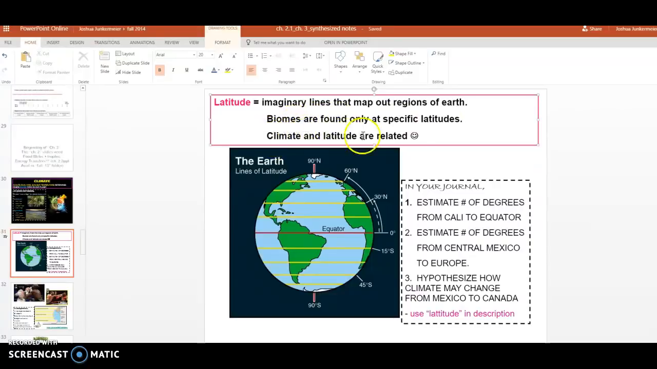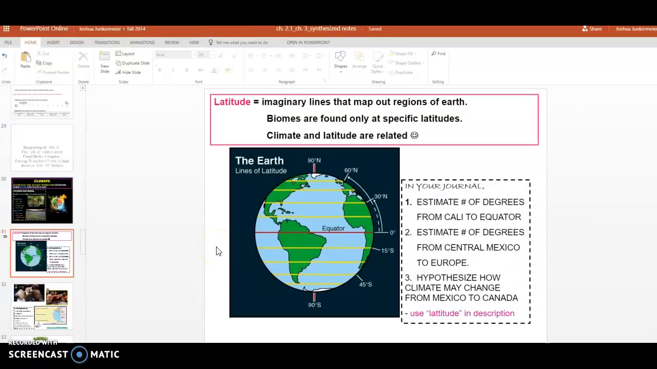And then it says climate and latitude are related. So there's a connection. So that's basically saying at 0 degrees latitude, there's a specific climate. And at 30 degrees latitude, there's a specific climate. And 60 degrees latitude, there's a specific climate. Generally, people have learned or heard that the equator is kind of warm, like tropical. And then you have really high areas like 90 degrees north or south tend to be really cold.